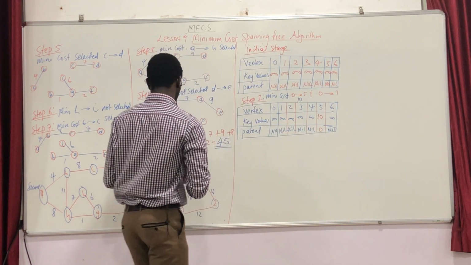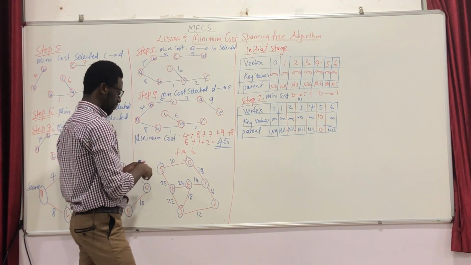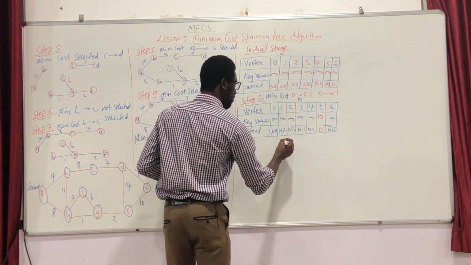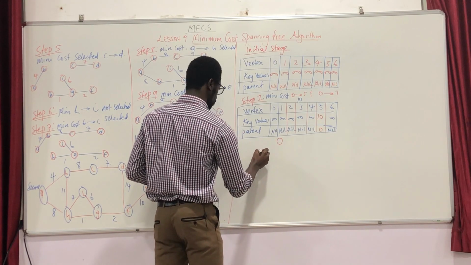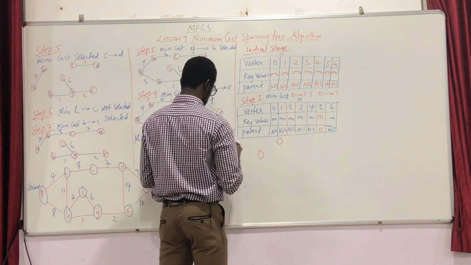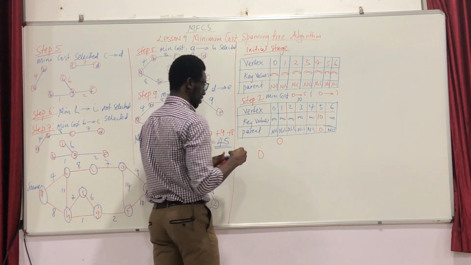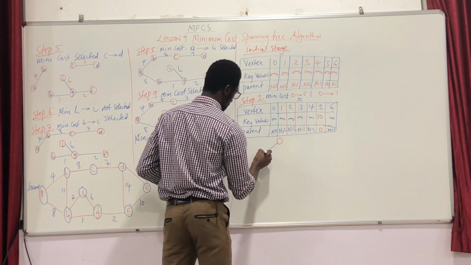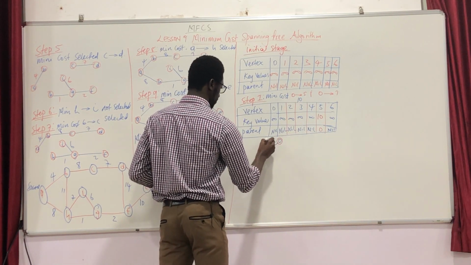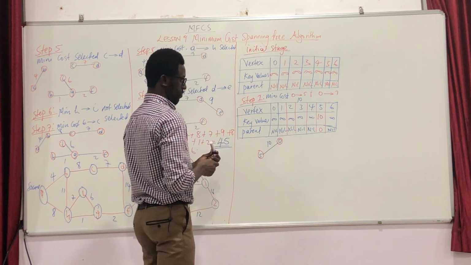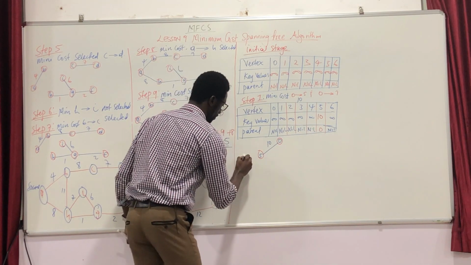Okay, so now we can select this node out of the graph. We'll say here 0 to 5, which is 10. Start from 0 to 5, 10. We'll go for the next step, step 2.